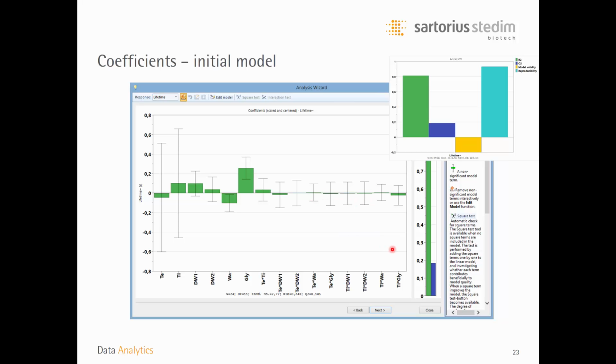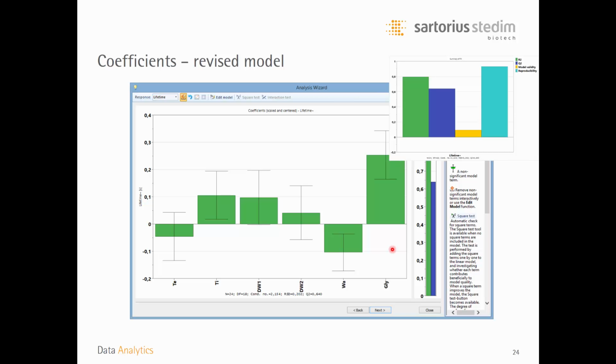So on the next slide, we are seeing the result of revising the model and only working with the linear terms of the model. And you can see how the model becomes much more stable, evidenced by a sharply increasing Q square and also dramatically decreased confidence intervals on the coefficients. So this is our optimal model, which we're going to exploit in the coming slides.